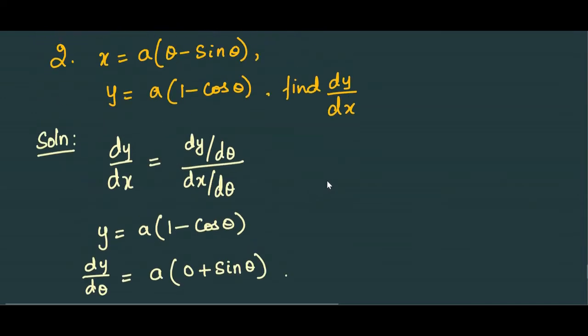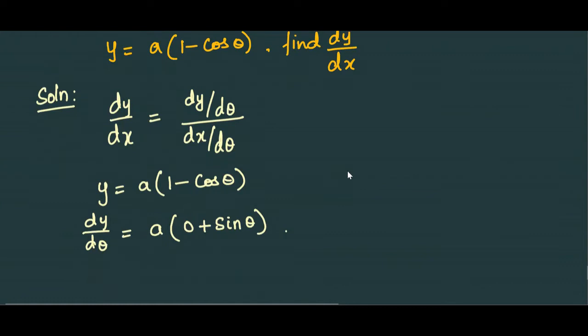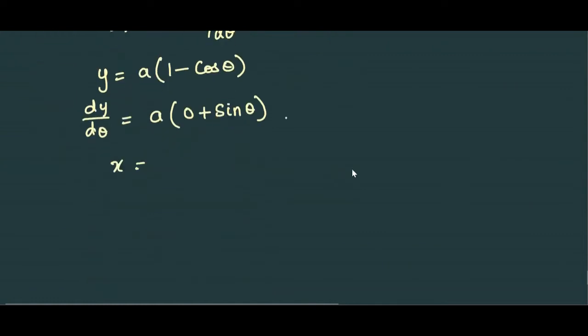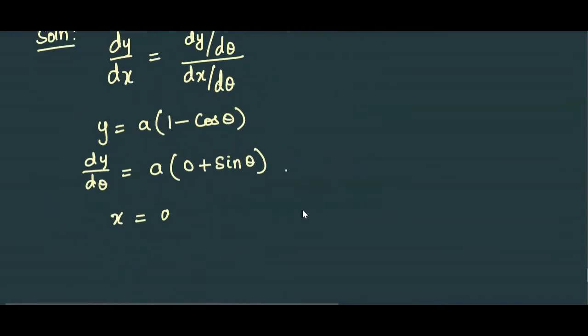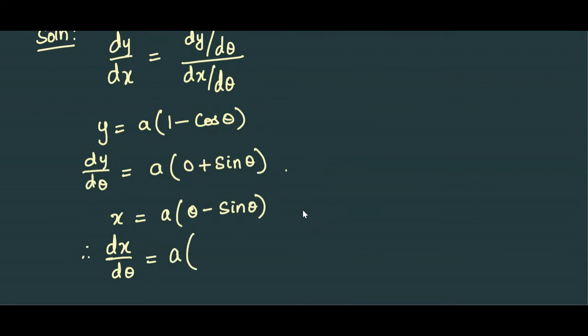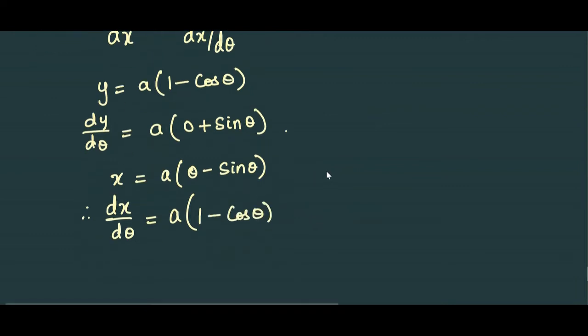Now next, x is a into theta minus sine theta. So dx by d theta will be a into derivative of theta with respect to theta, 1, and derivative of sine theta with respect to theta is cos theta.